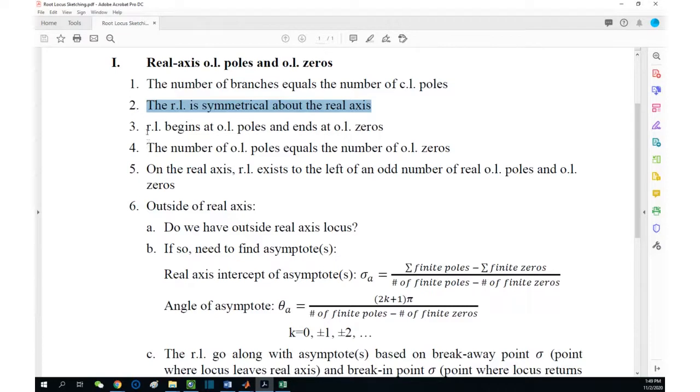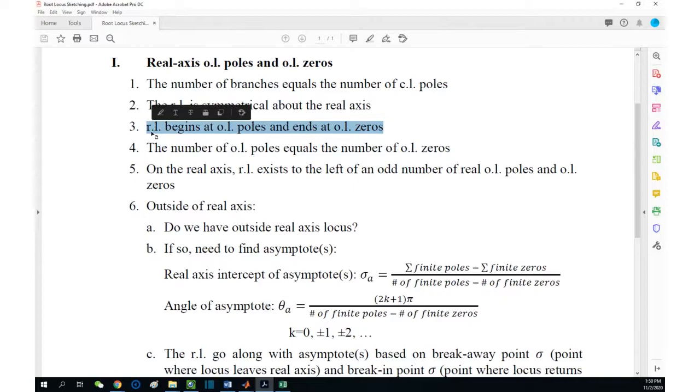Third, the root locus begins at open loop poles and ends at open loop zeros. This is a very important first step, very, very important, the first step for us to sketch the root locus. And number 4, the number of open loop poles equals the number of open loop zeros. Why so then? This is because of number 3.